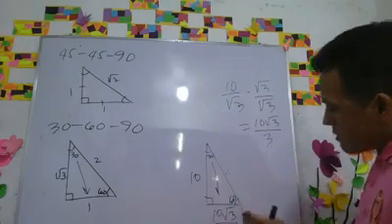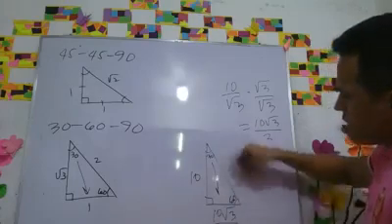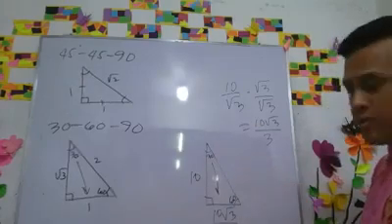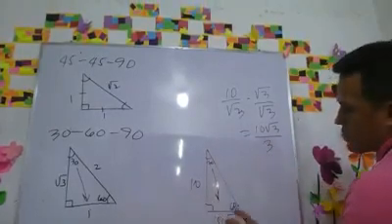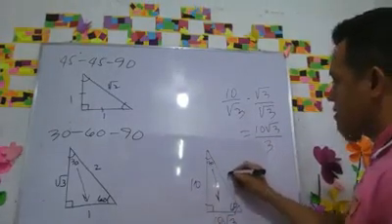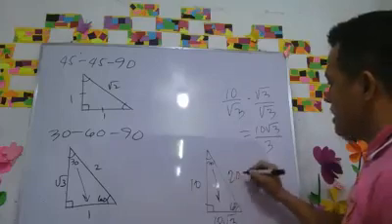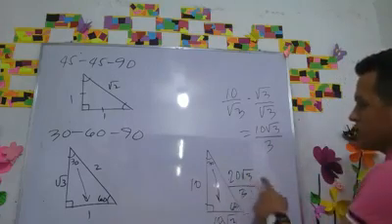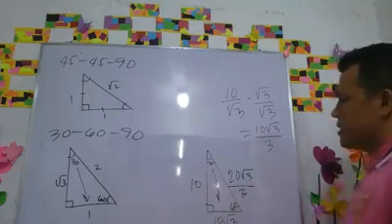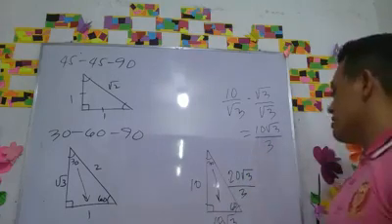Now this one, since the shortest side is half of this one, you can find this one by multiplying by 2. Since this one is 10 square root of 3 over 3, that means twice of that is 20 square root of 3 over 3. Did you get it? Half of 20 square root of 3 over 3 is just 10 square root of 3 over 3. Okay? There you go.